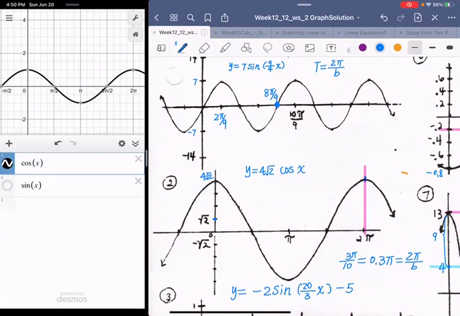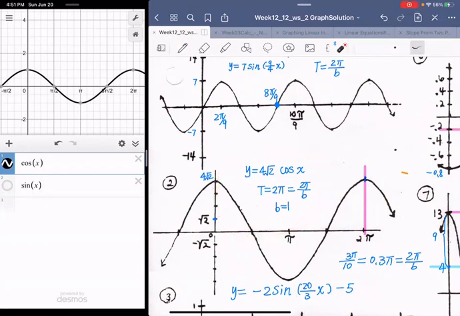Oh, it's cosine x. Yeah, because look, here is 1. Why? Because the period equals 2 pi. And the period equals 2 pi over b, so b equals 1, okay? And cosine 1x is the same as cosine x. So you can just write down cosine x. Okay, all right. Very good.